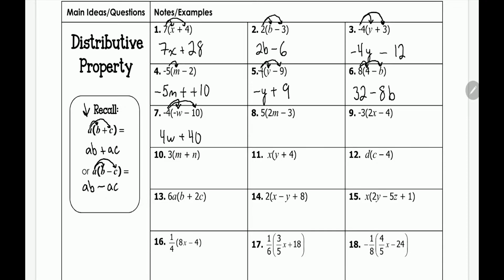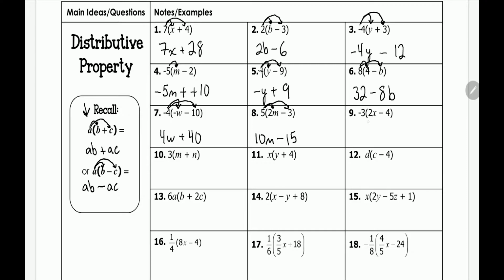Number 8, we have 5 times 2m minus 3. We have to distribute the 5, so we're going to have 5 times 2m and 5 times 3. 5 times 2m, well, we're just going to multiply the coefficients, so we have 5 times 2, which is 10, and then we have the m. Then we have whatever the sign is inside the parentheses, so this is negative or minus, and 5 times 3 is 15. And we're finished with number 8. Moving on to number 9.